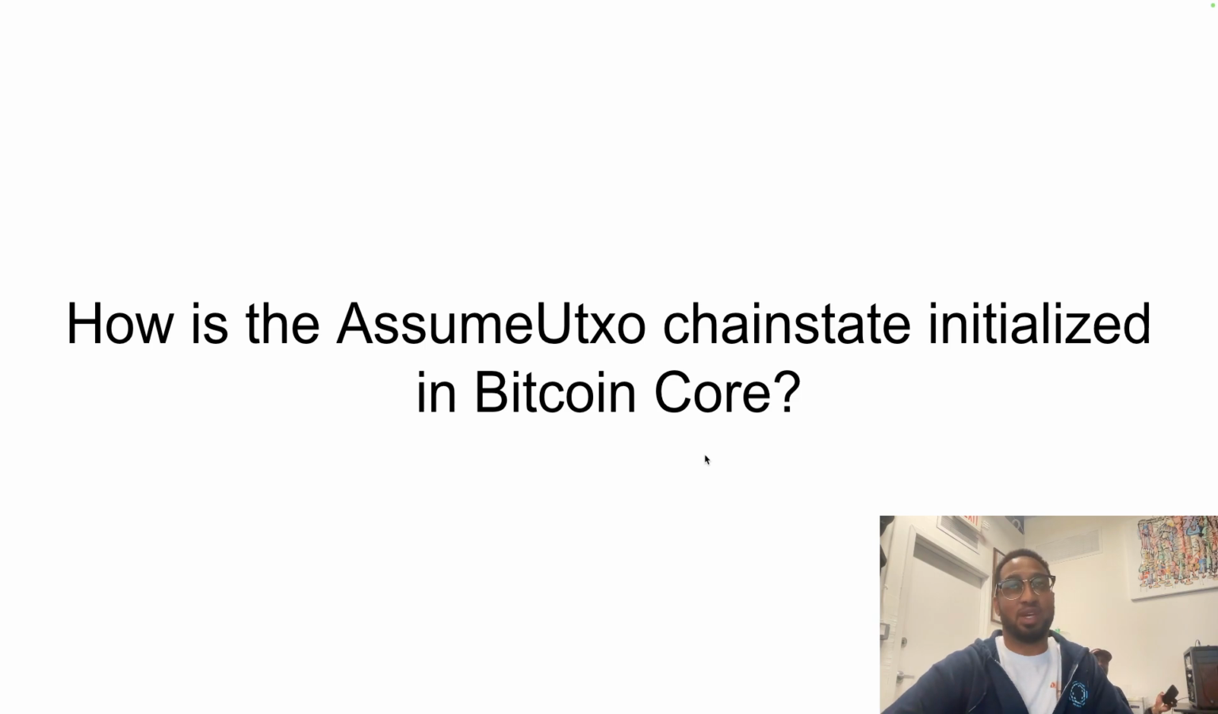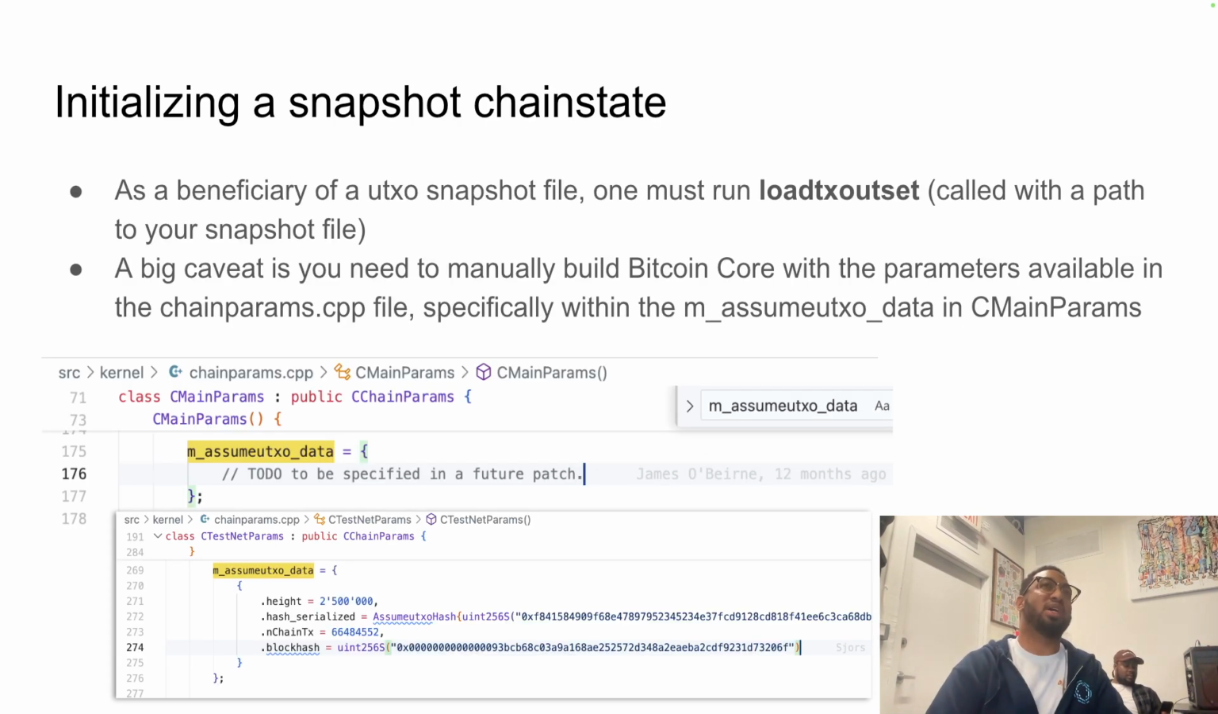How is the assumeUTXO chain state initialized in Bitcoin Core? AssumeUTXO is its own chain state, initializing a snapshot chain state as a beneficiary of a UTXO snapshot file. If I wanted to use your UTXO set file, you'd give it to me, and I'd run loadtxoutset with the path to your file on my computer. Again, the caveat is you need to manually build Bitcoin Core with the parameters available in the chainparams.cpp file. I include all the paths, so if you actually wanted to do this, you can.